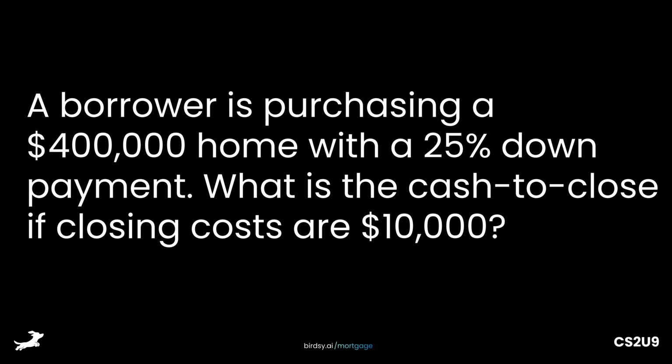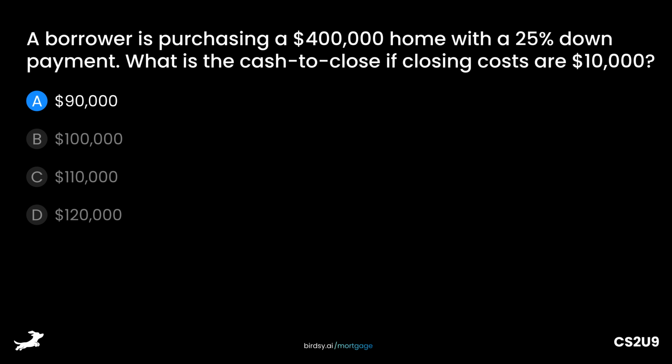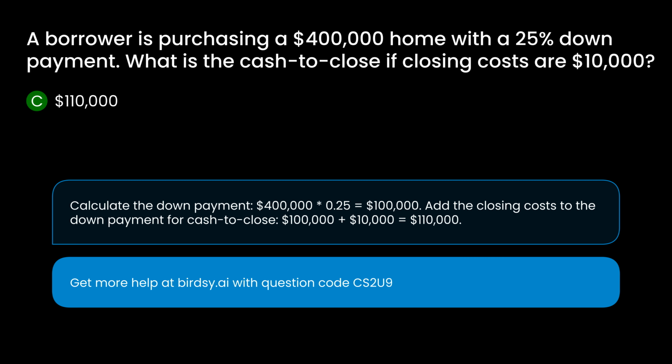A borrower is purchasing a $400,000 home with a 25% down payment. What is the cash to close if closing costs are $10,000? Is it A, $90,000, B, $100,000, C, $110,000, or D, $120,000? The answer is C, $110,000. Calculate the down payment. $400,000 times 0.25 equals $100,000. Add the closing costs to the down payment for cash to close. $100,000 plus $10,000 equals $110,000.